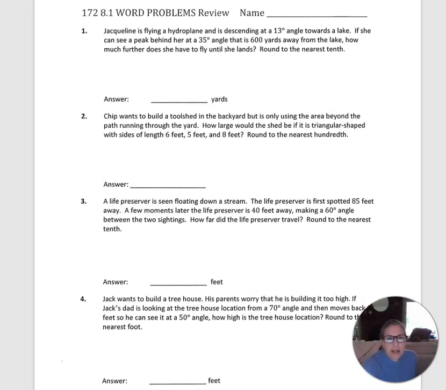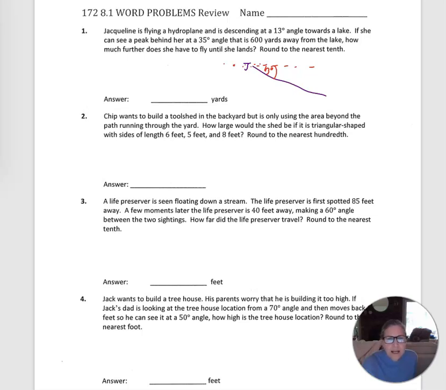Jacqueline is flying a hydroplane. Okay, that's a plane that lands on water and is descending. So this is Jacqueline. She's flying a plane and she's descending towards a lake at a 13-degree angle. Now, here's what's confusing about this. The angle of 13 degrees assumes if she were to keep going straight, she would be along this line of sight. This is her 13-degree descension. Okay, so that's important. This is 13 degrees right here. She's descending. All right, let's see what else is happening.